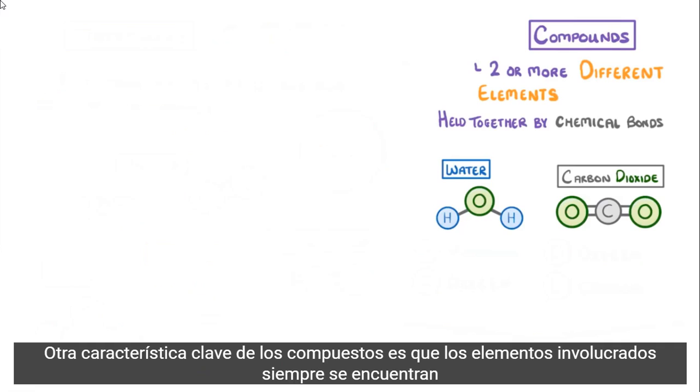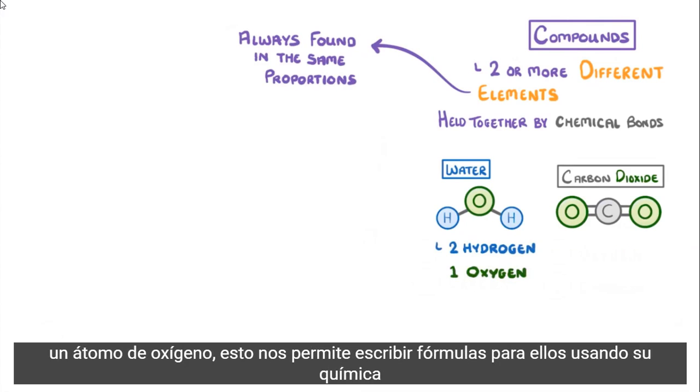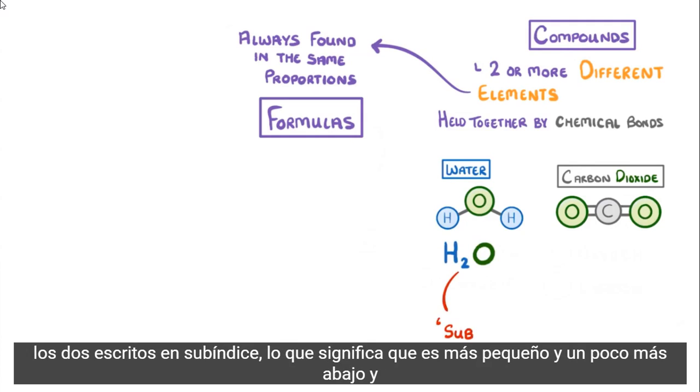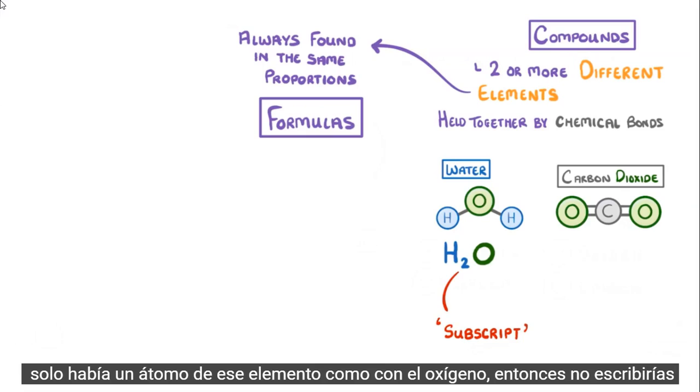Another key feature of compounds is that the elements involved are always found in the same proportions. For example, water always has two hydrogen atoms and one oxygen atom. This allows us to write formulas for them, using their chemical symbols and the numbers of each atom. So the formula for water would be H2O, with the 2 written in subscript, which means it's smaller and slightly lower down. And this signifies that there are two hydrogens in the molecule. Whereas if there was only one atom of that element, like with oxygen, then we wouldn't write any number in subscript.